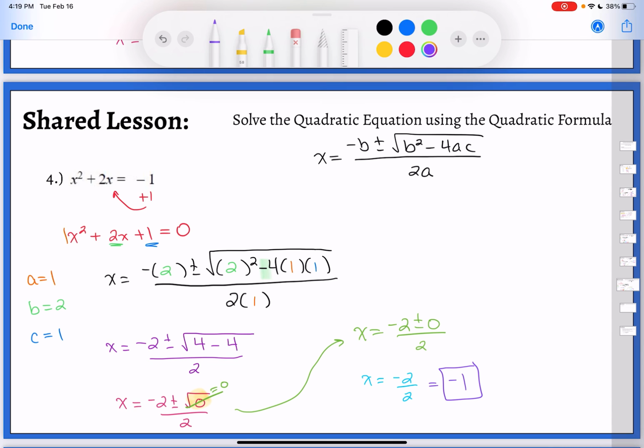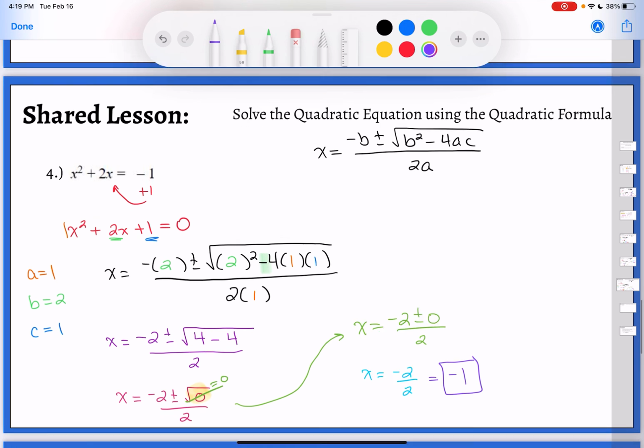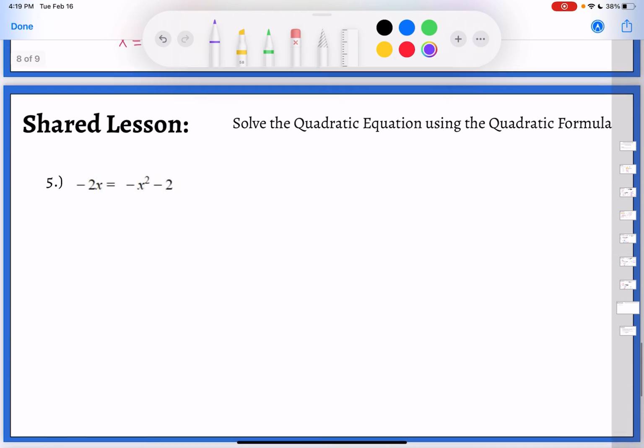Yeah, it did. Remember when I was factoring and both factors were exactly the same? I only got one answer. Does it happen very often? No, it doesn't happen very often, but it can. And it still can happen even when you're solving with the quadratic formula. So I wanted to show you one of those today. All right, this is the last one here.